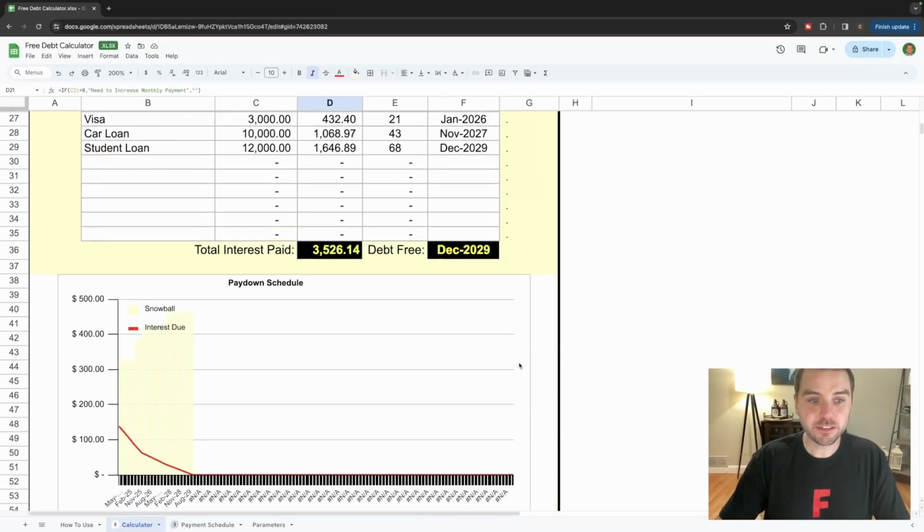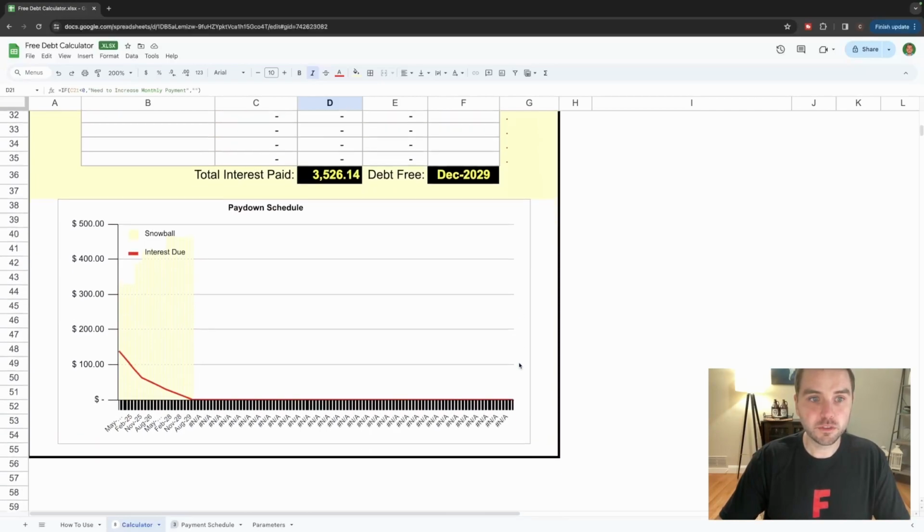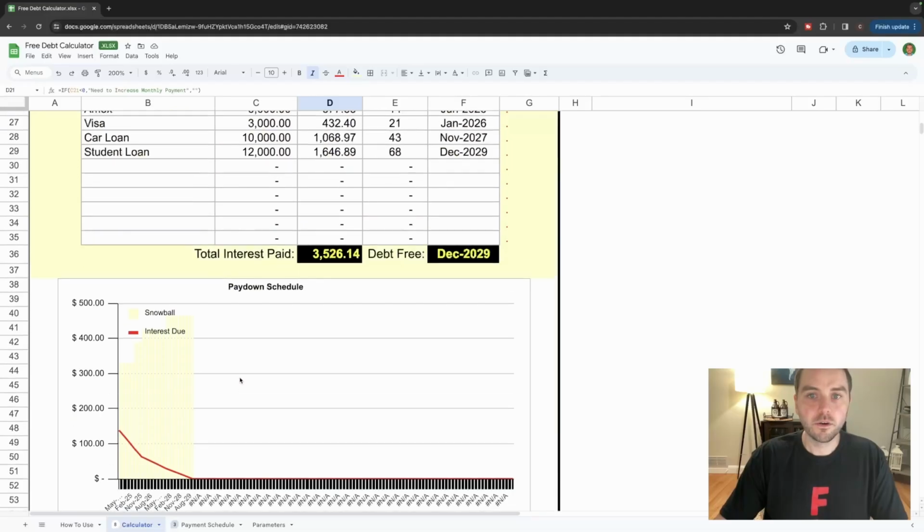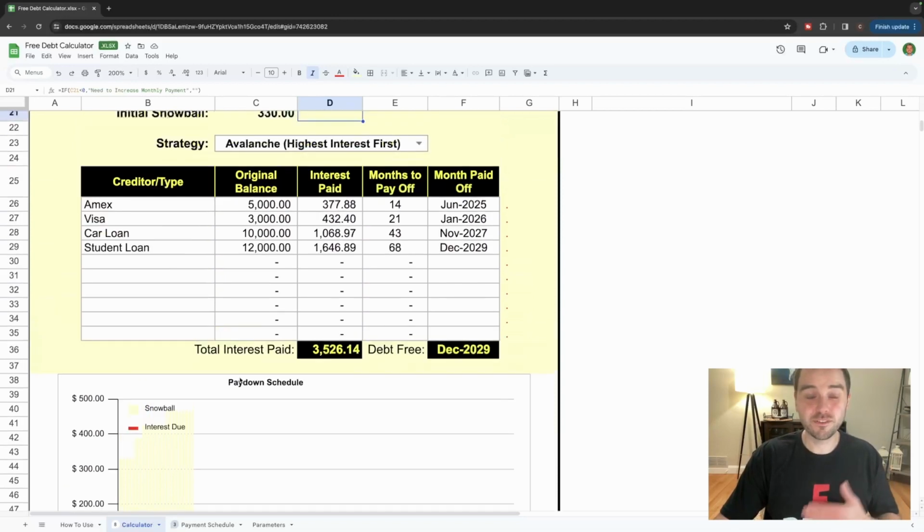And down here, just as a little visual, we have our pay down schedule. So the yellow here is just showing how the snowball is going to be increasing. The red line is the interest due. And then again, you can see how long everything's going to be taking to pay off. So let's get to the next sort of phase of this.